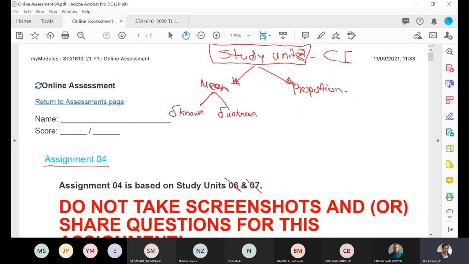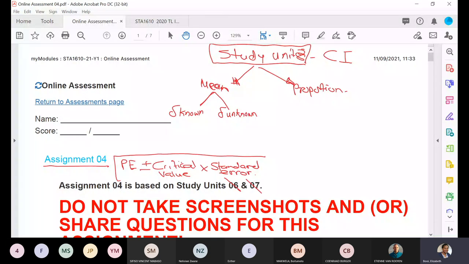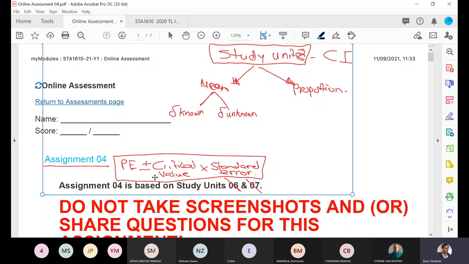So, what we know as well, regardless of whether we do the confidence interval for the proportion or for the mean, we know that generally the confidence interval formula is given by the point estimate, which can either be the sample mean or sample proportion, plus or minus the critical value, times the standard error. That we need to always remember, that is the formula for calculating the confidence interval.